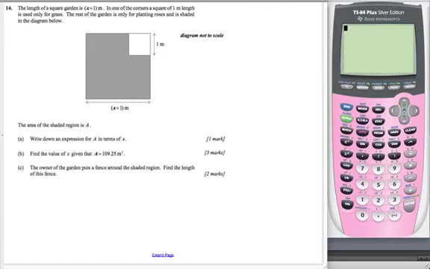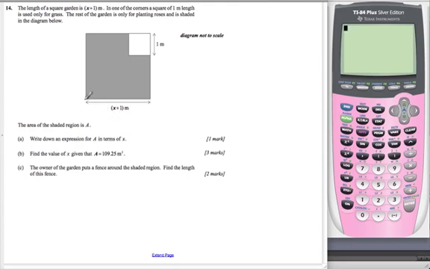Okay, this is mock paper 1, question 14. We've got the diagram here of a garden. We've got the dimensions x add 1, and it's had this square, 1 meter by 1 meter, taken out of it. We need to write an expression for A in terms of x. There's two ways we can do that.